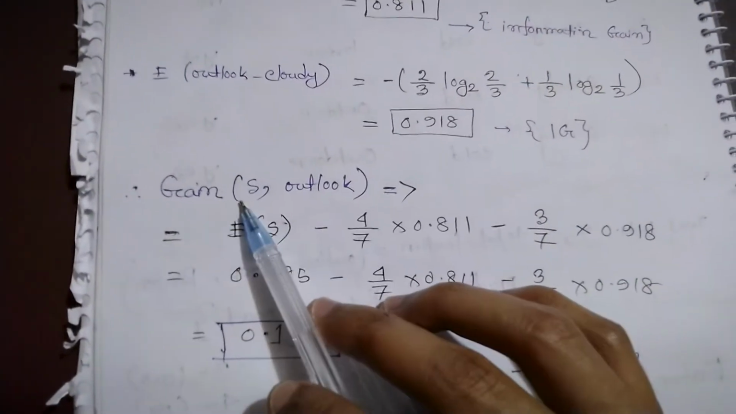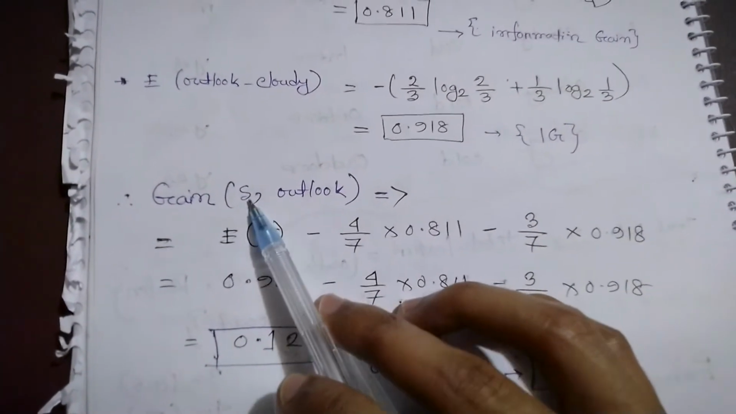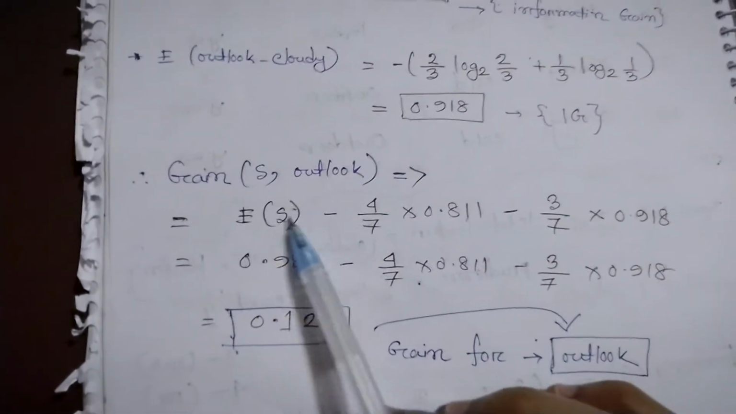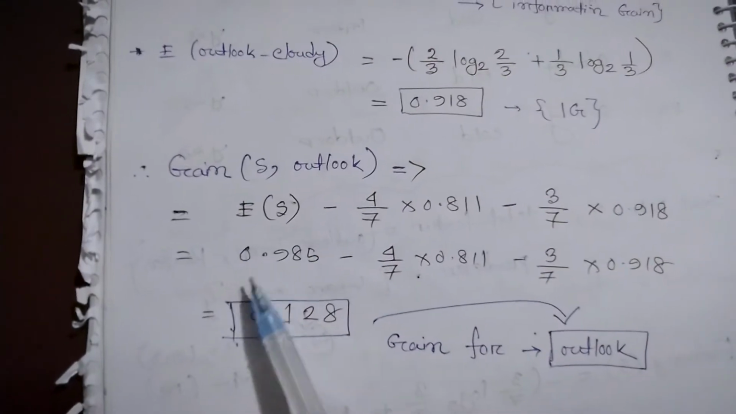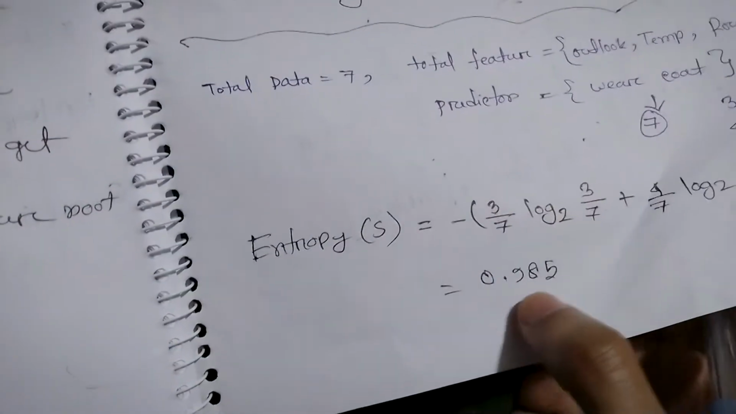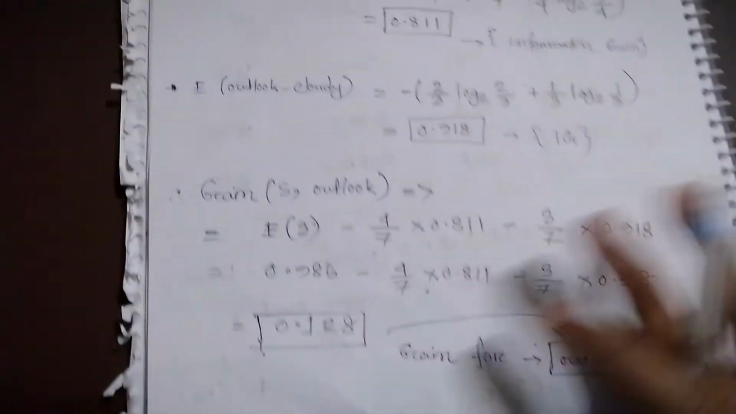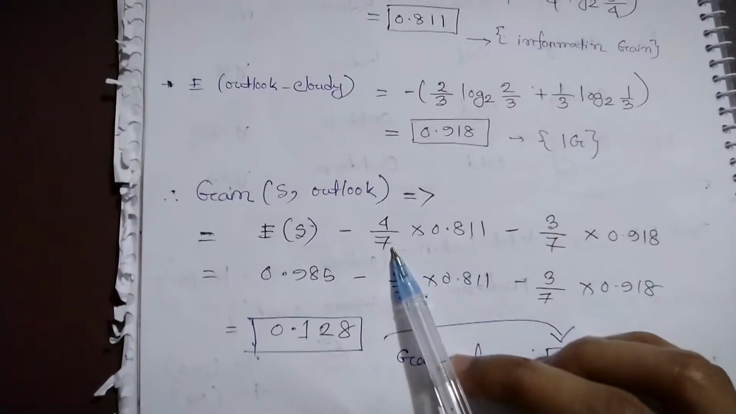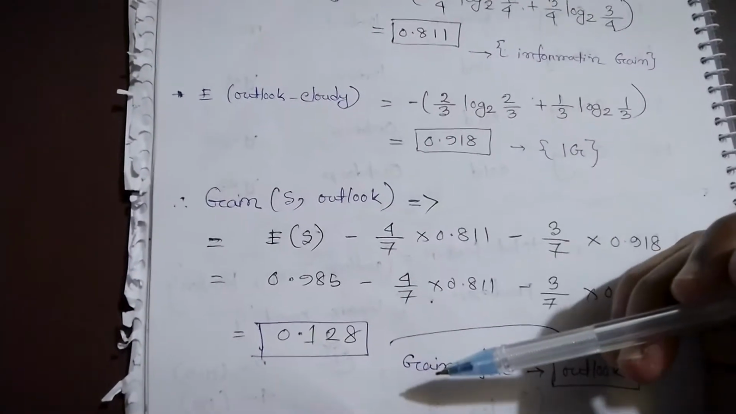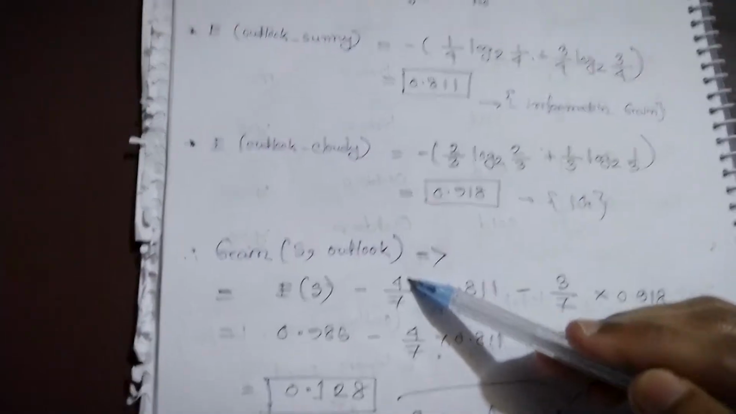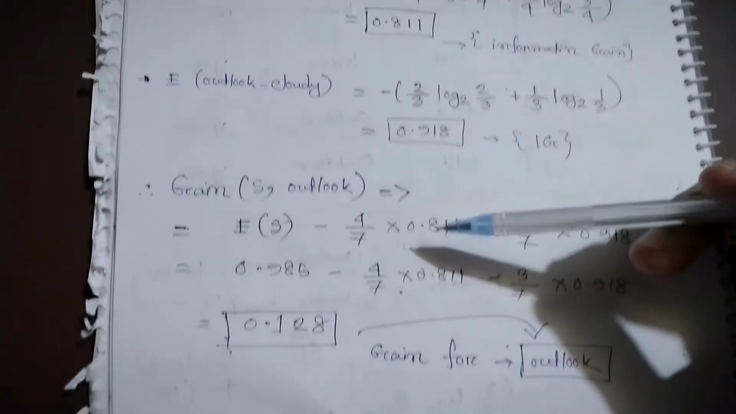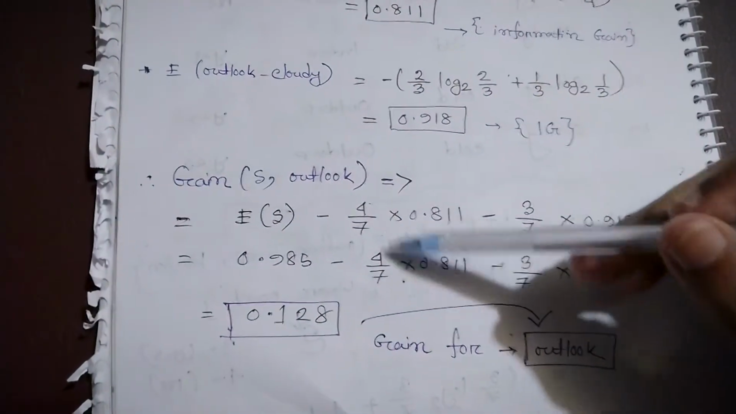Now our total gain is for S. So, the entropy of our total data set and our outlook. The entropy of our total data set is E of S, which is 0.985, coming from here, 0.985, minus 4 by 7. So 4 by 7 is in outlook. We have a total of 4 items which are sunny, divided by 7. 7 is the total data set.